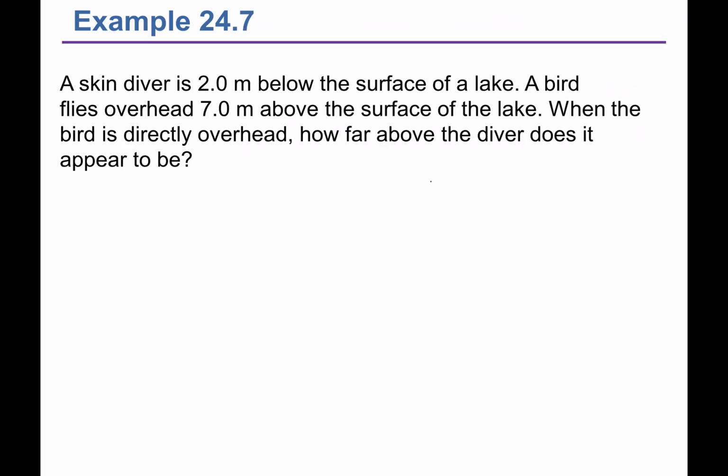So here we have a skin diver 2 meters below the surface of a lake. A bird flies overhead 7 meters above the surface of the lake. When the bird is directly overhead, how far above the diver does it appear to be? All right, so let's see what we have. In this case, we have a refraction, but it's not a spherical surface, it's a flat surface. So what does it mean?